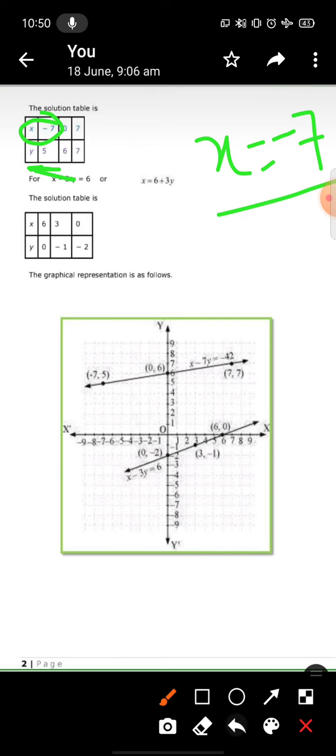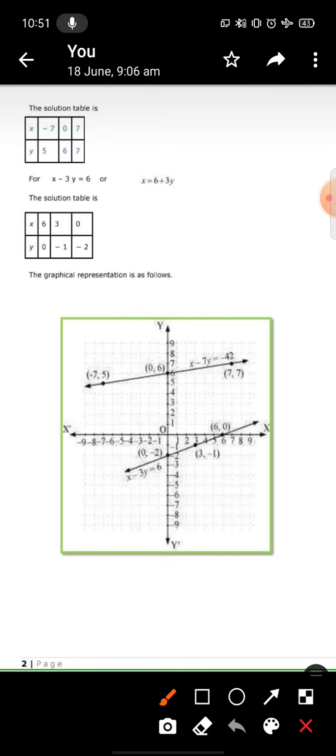Similarly you can put the value of y as 6 and find the value of x. And similarly in the third condition, if you put the value of y as 7, then you will get the value of x. Okay.